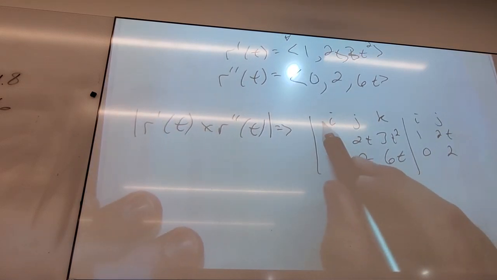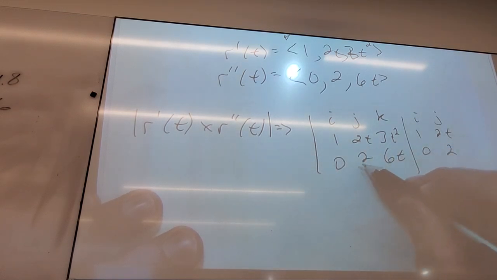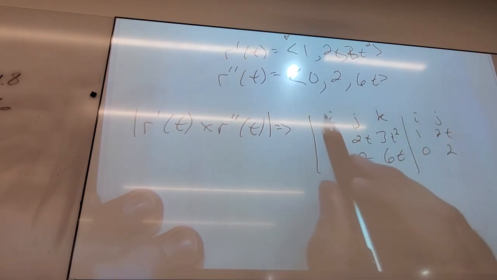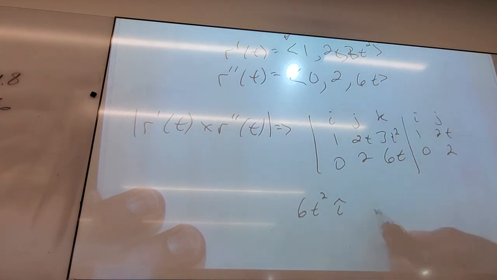So I would get 12t squared minus 6t squared. Is that cool for i? 12t squared minus 6t squared, is that cool, everybody? So I get 6t squared i. Where am I at? 0 minus 6t j, and then 2 minus 0 k.